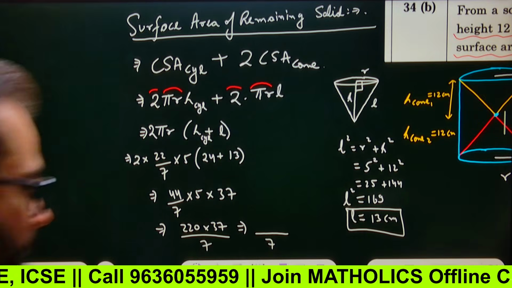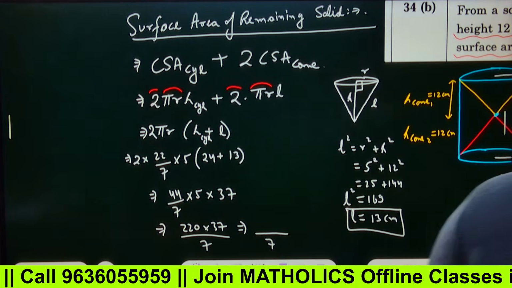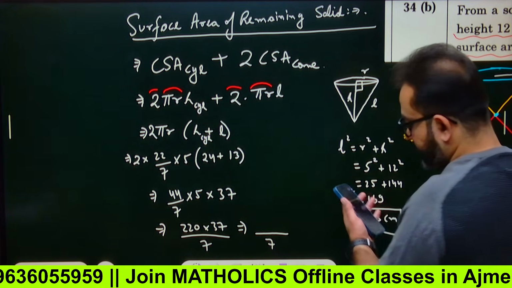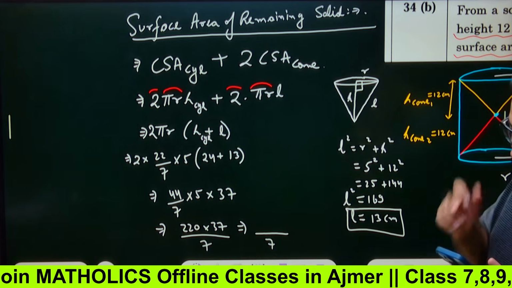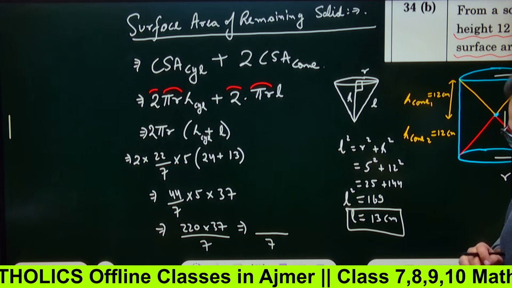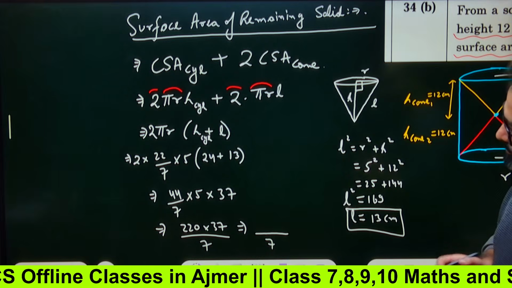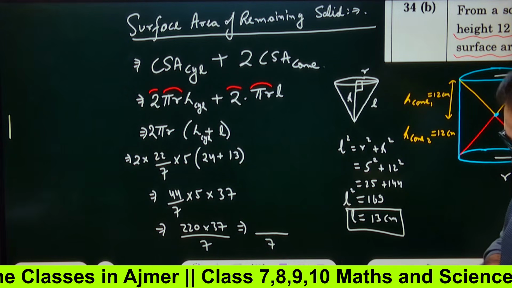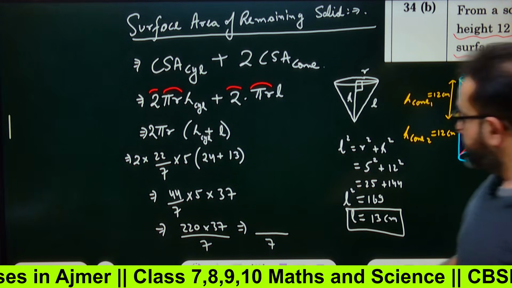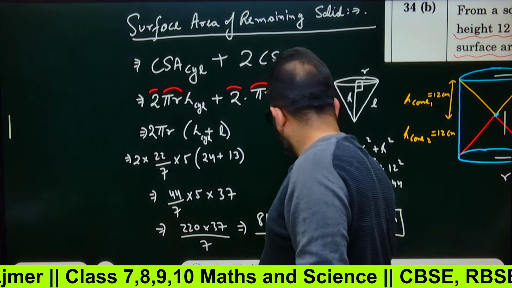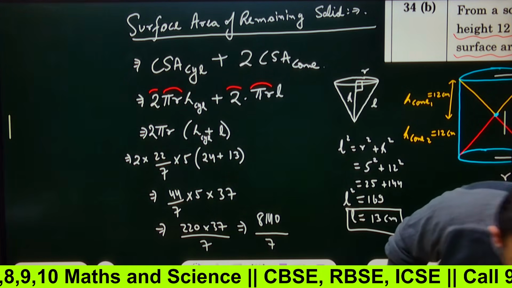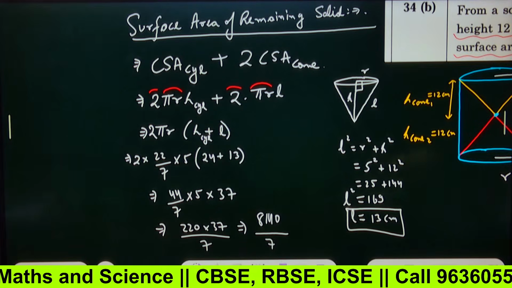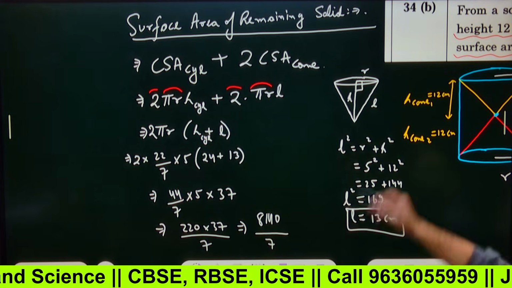Tell me. How to put values? See, value putting is very, very important. See, 8140 upon 7. Now take this in decimals and give me the answer. First copy this.